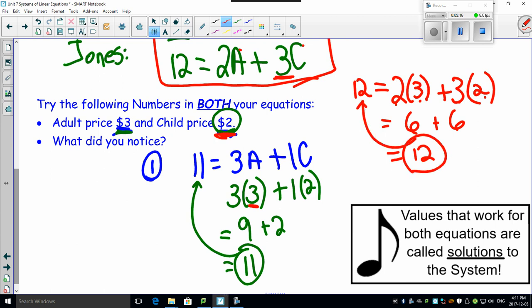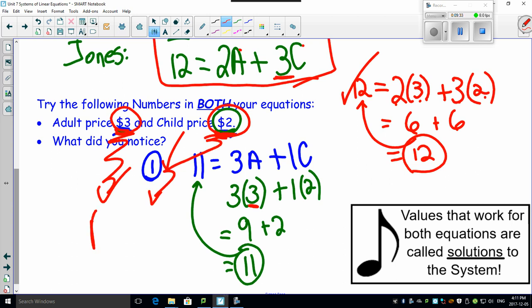So this idea of 3 for the adults, 2 for the children satisfies not only the Smith family equation, but the Jones family equation as well. So guess what? That must be the solution to our system of equations. Adult price is going to be 3. Child price is going to be 2. And that's what this big statement over here says. It says values that work for both equations are called the solutions to the system.